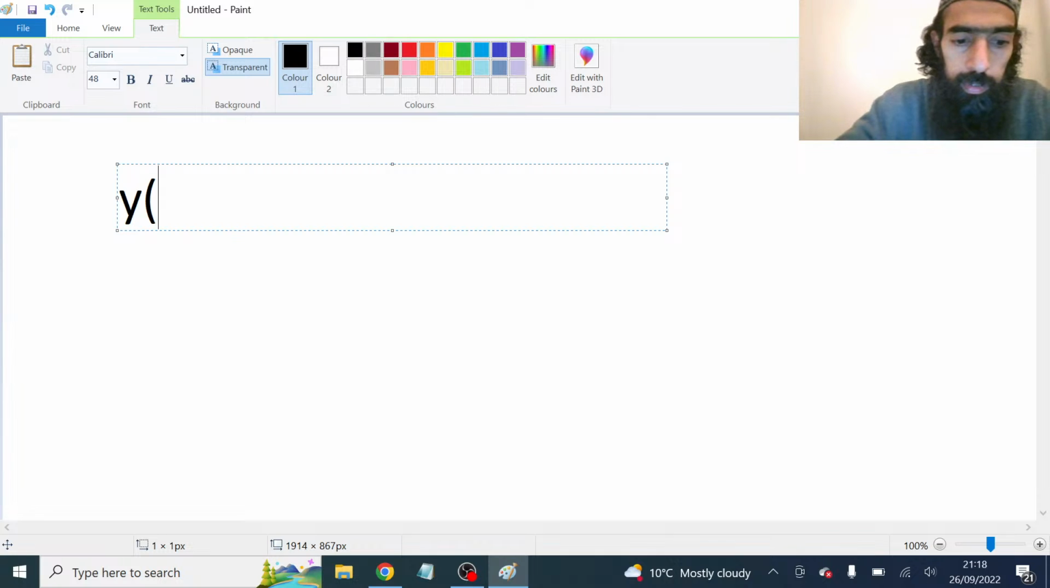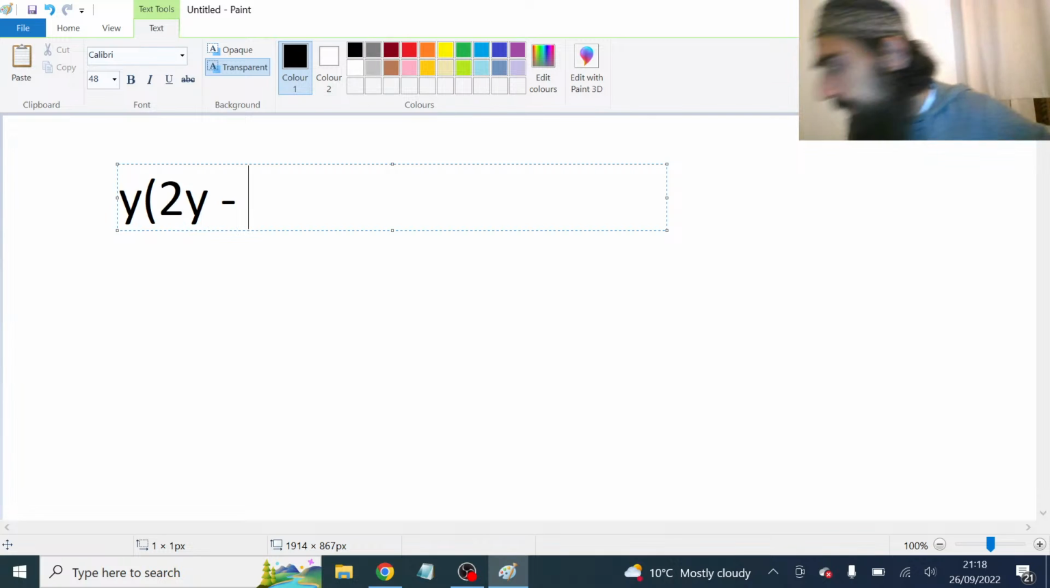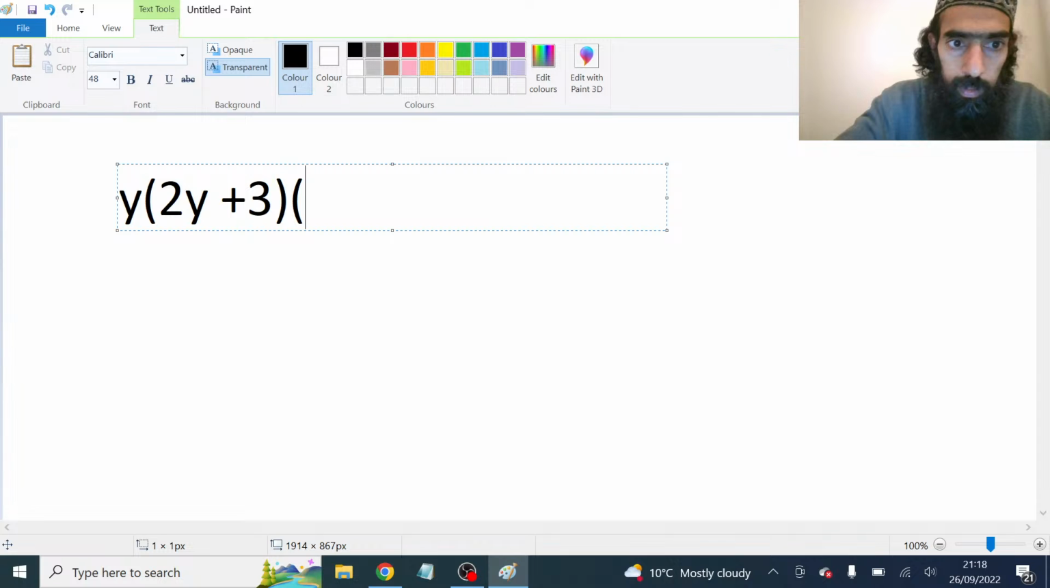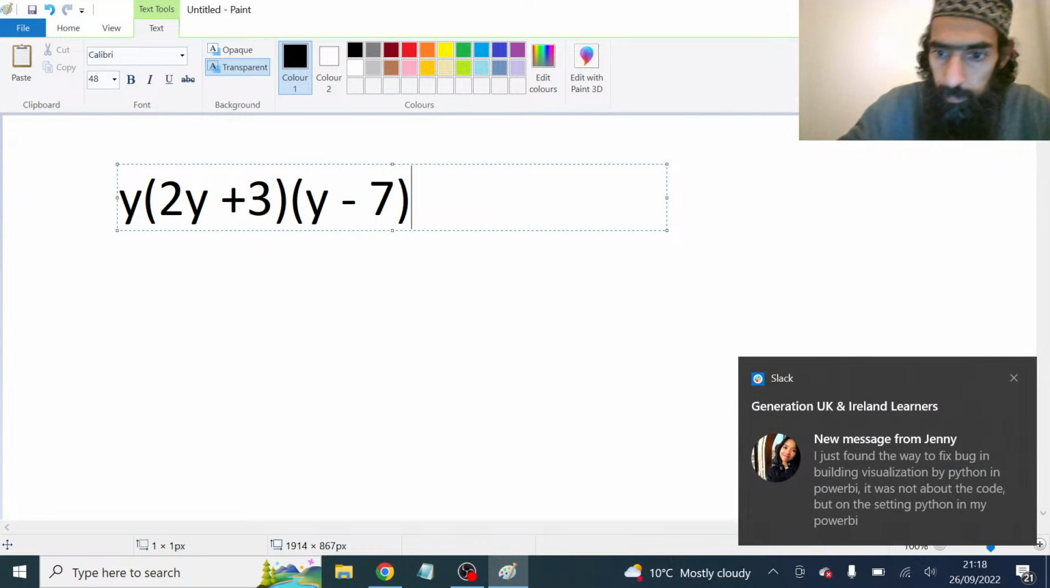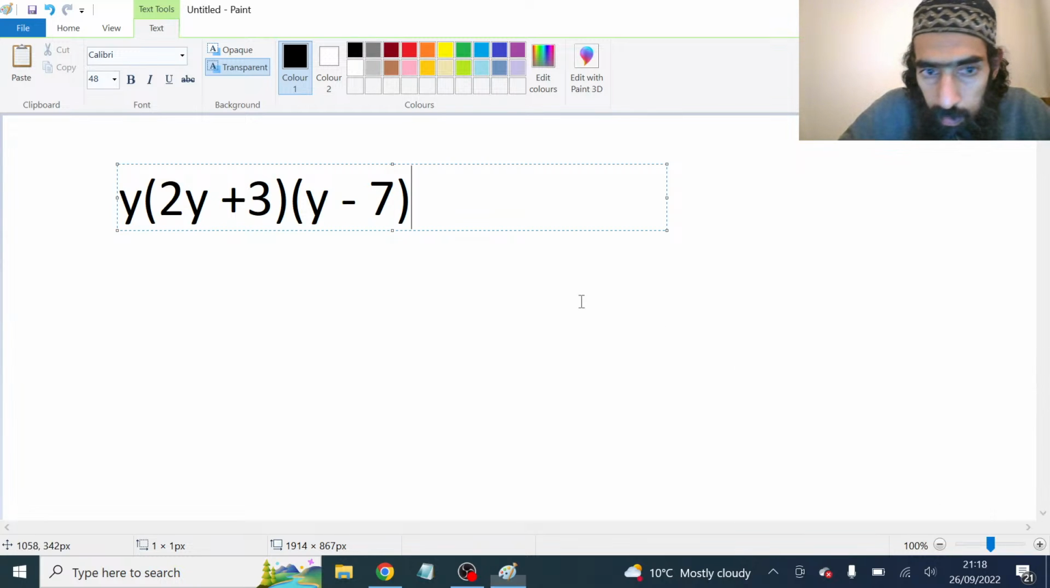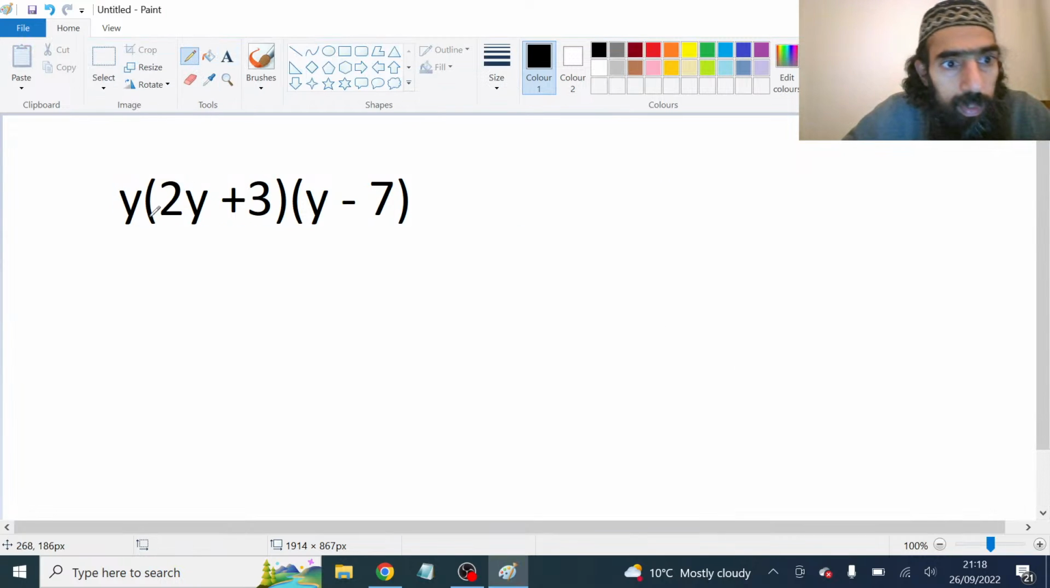So this one is y times 2y plus 3 times y minus 7. So here we've got three numbers being times by each other. The first number is y, the second number is 2y plus 3, and the third number is y minus 7. So we can pick any two we like to start off with. It could be the first two, it could be the last two, it could be any other two. In this case, it's probably easier just to go in order.